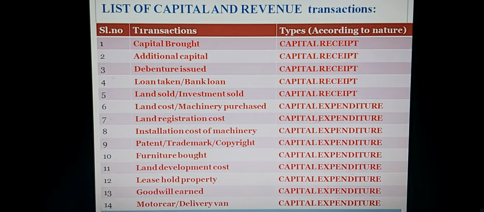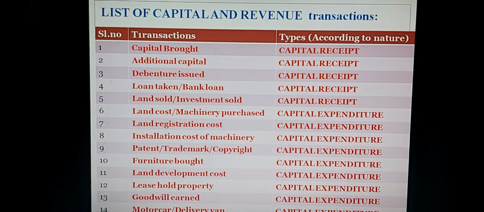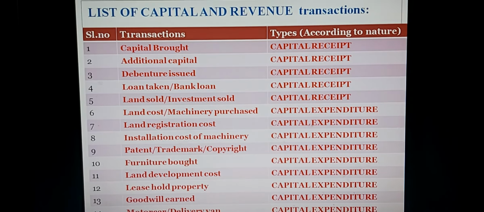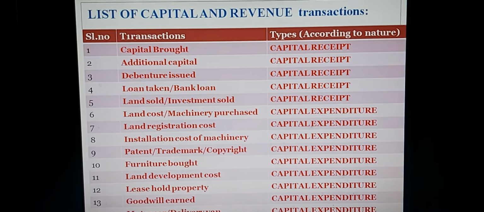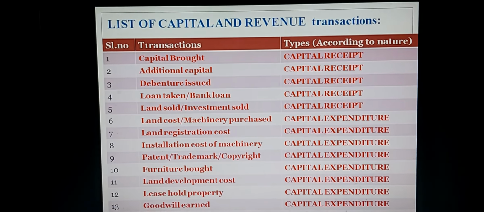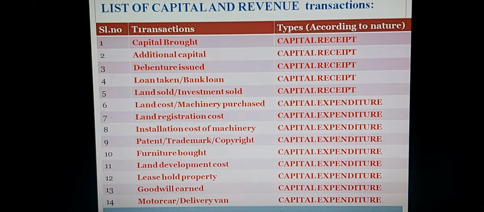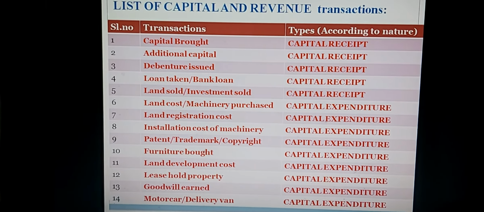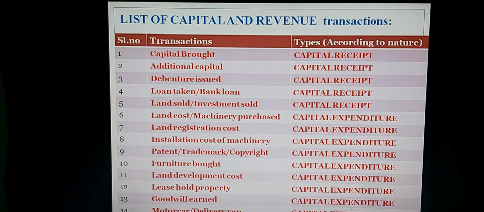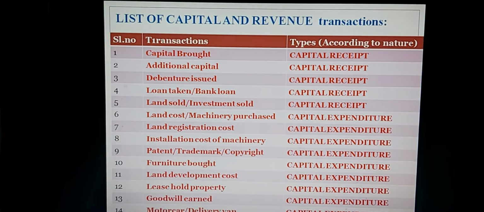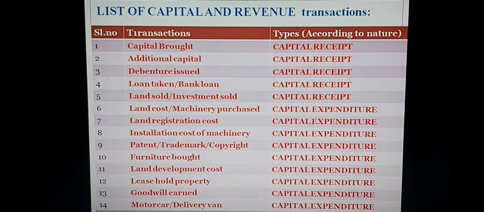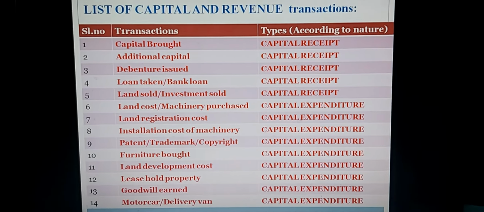Okay, number 6, land cost or land purchased or machinery purchased. What kind of item according to nature? The answer is capital expenditure. Reason, it's an irregular expenditure and long-term benefits, added with the cost of land or machinery or any kind of fixed asset. So this amount is capital expenditure.